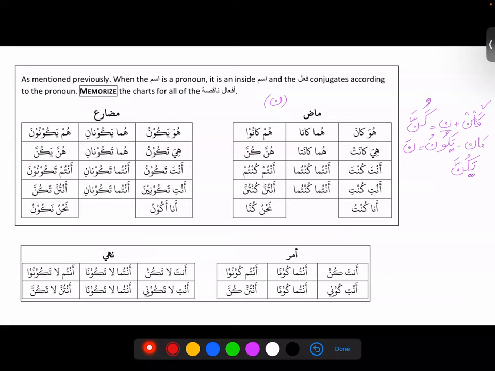Now, these are the conjugations for all the sisters of kana, and kana as well. So kana, huwa kana, huma kana. What is this alif telling us? Dual, very good. Hum kanu. Where is the fail of kanu? Hum. The wow. This wow is called wow of jama, so it is telling us that hum is inside. Hiya kanat. What is telling us that this is here?